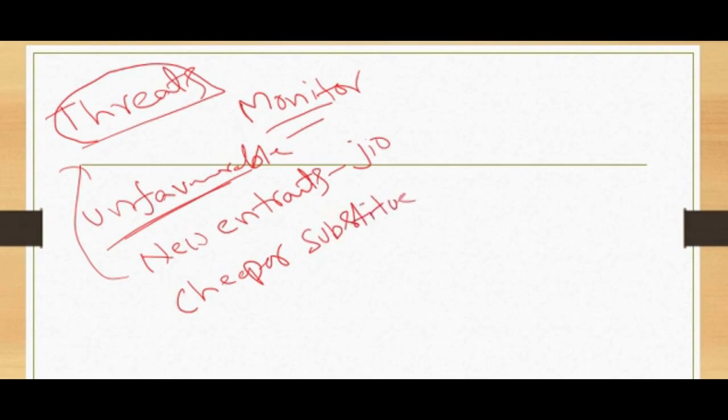So again, Geo is also another example. Any other cheaper substitute that is entering the market with respect to your products, you should monitor these things and take appropriate, timely actions so that you are not dying in the market, right?